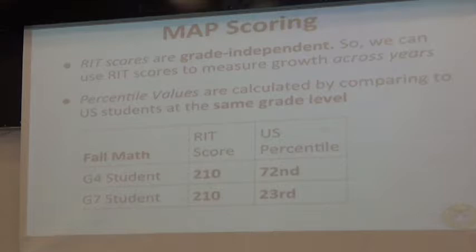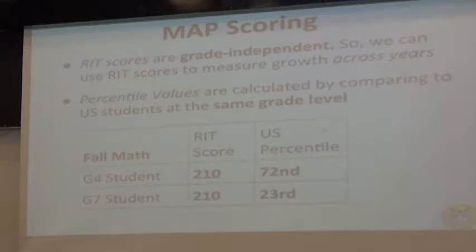Okay, so math scoring. RIT scores are grade independent. So we can use RIT scores to measure growth across years. So if you have a MAP report, and I'll pull one up here in a second, you will see a line that tends to get higher over time. So we can go 3rd grade, 4th grade, 5th grade, 6th grade, 7th grade, and that line will keep going up. So the RIT score is grade independent. It doesn't matter what grade you're in.